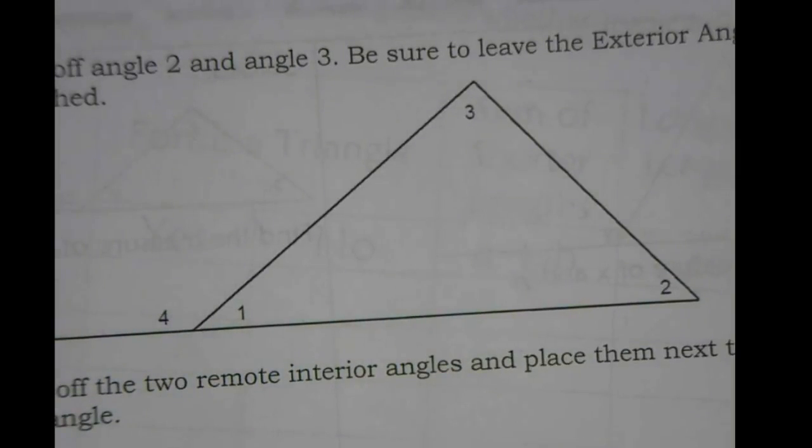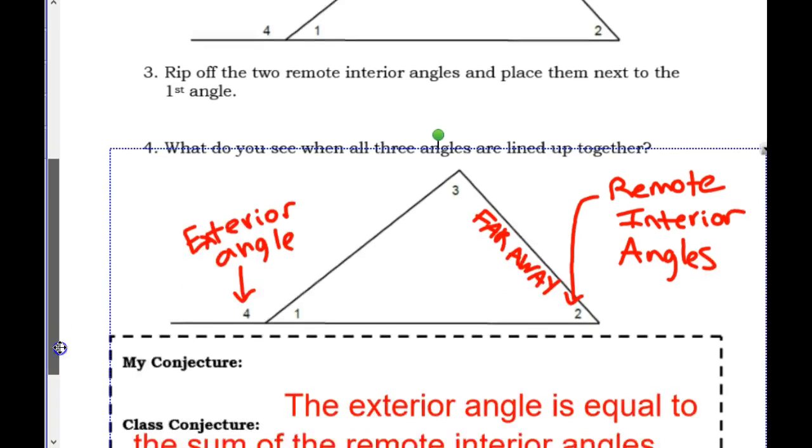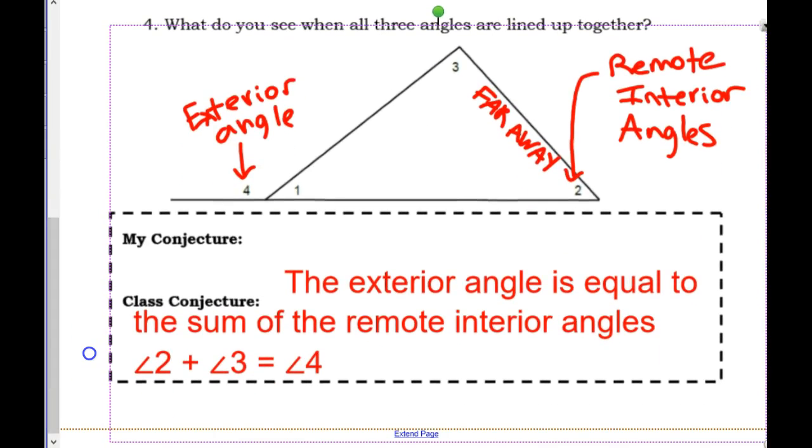So I want everyone to write what's in red on this sheet. And we are not saying the number 2 plus the number 3 equals the number 4. We're saying angle number 2 and angle number 3, whatever numbers they are, always going to add up to angle number 4, the outside angle. If it doesn't make sense, I'll show you when we do the examples. But write this down, please, everything in red.